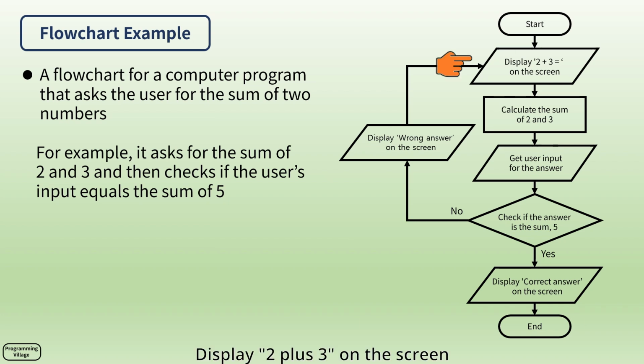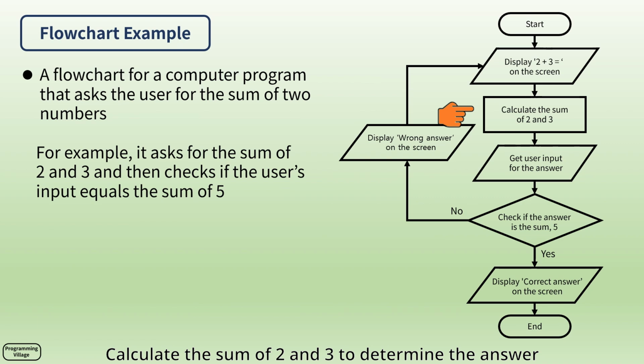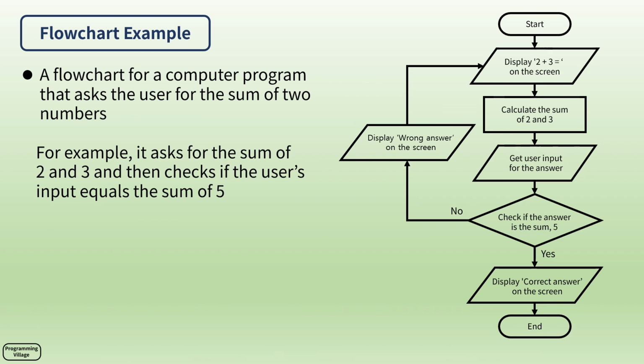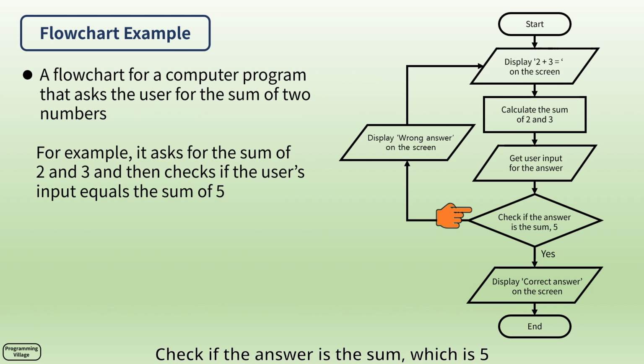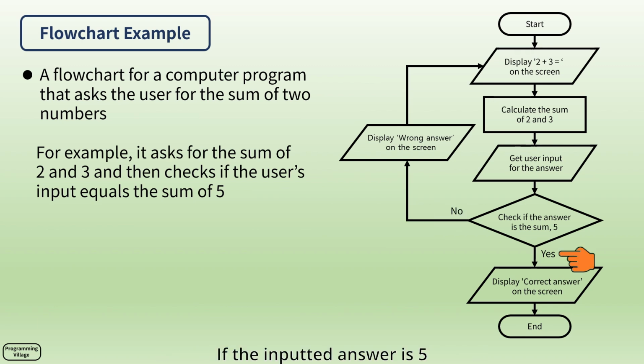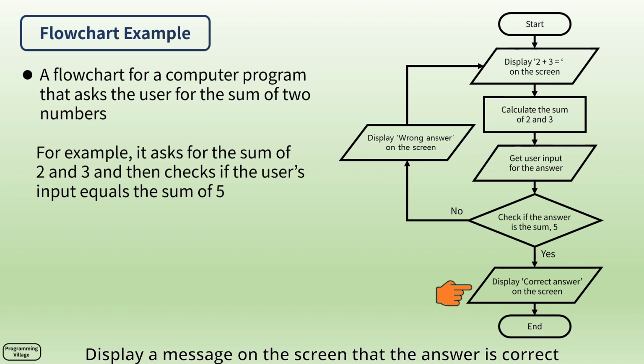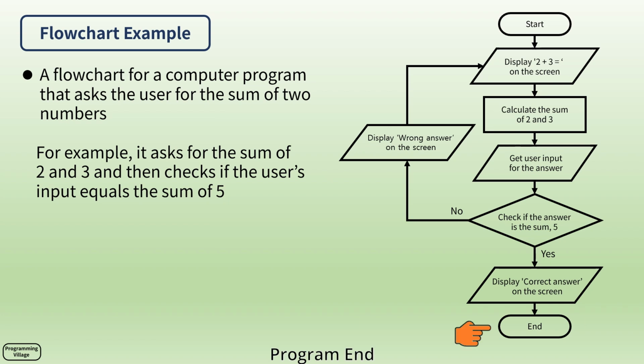Display 2 plus 3 on the screen. Calculate the sum of 2 and 3 to determine the answer. Get user input for the answer. Check if the answer is the sum, which is 5. If the inputted answer is 5, display a message on the screen that the answer is correct. Program end.